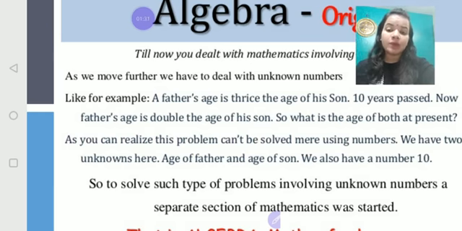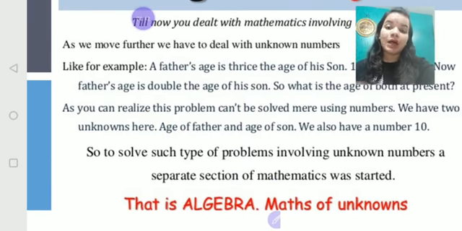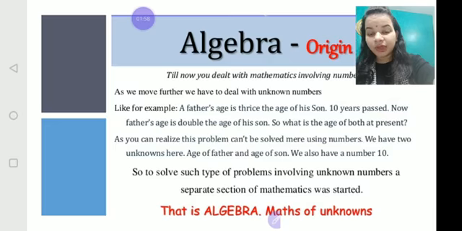Children, till now the maths that you were studying, that involved only numbers, that was your arithmetic portion, okay? But to solve the problems having unknown numbers, a separate section was started, that is your algebra or the maths of unknowns. So what is algebra? It is the maths of unknowns, because in this chapter we are going to deal with unknown numbers, okay?